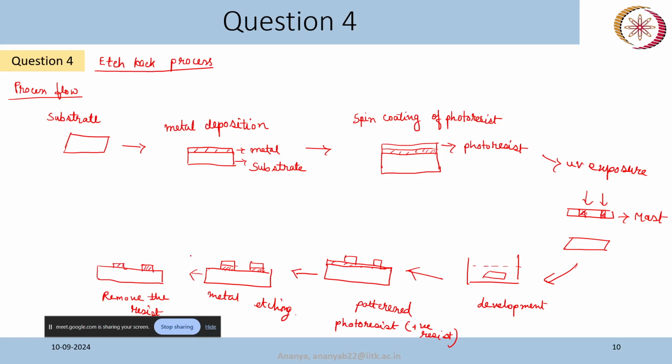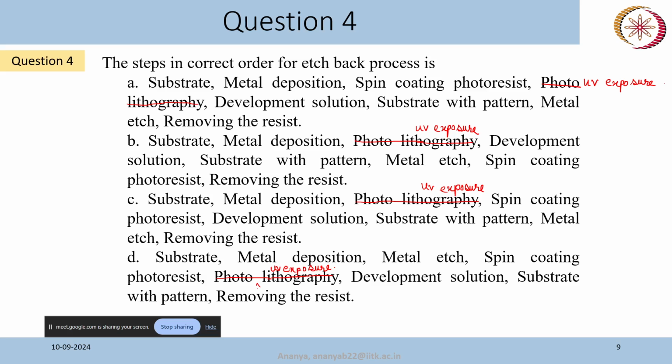So this is the etch-back process. The process I discussed at the beginning of this session is the lift-off process. In that case we do the metal deposition last, after the lithography. In this case we are doing the metal deposition first, before the lithography. So the process is a bit different. So what is the correct option?